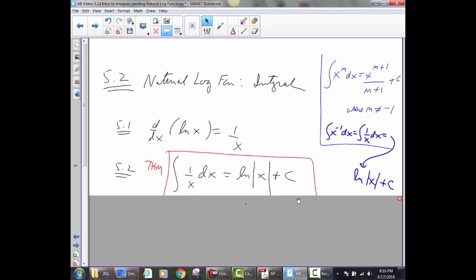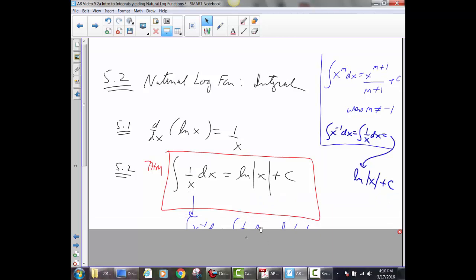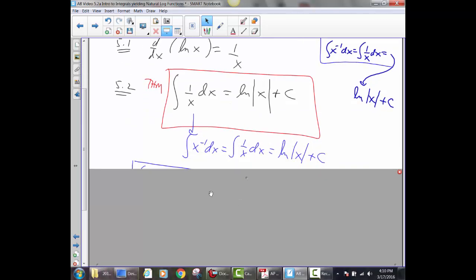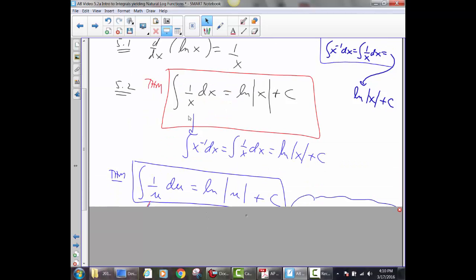Now 1 over x, by the way, could be thought of as x to the negative 1. But if you remember when we learned this property when we were first finding integrals, it actually said where n doesn't equal negative 1, because if you have x to the negative 1, this would become over 0. So x to the negative 1 is really 1 over x, and the integral of 1 over x dx is ln absolute value of x. Now, obviously, if it's 1 over u du, the answer is ln absolute value of u.